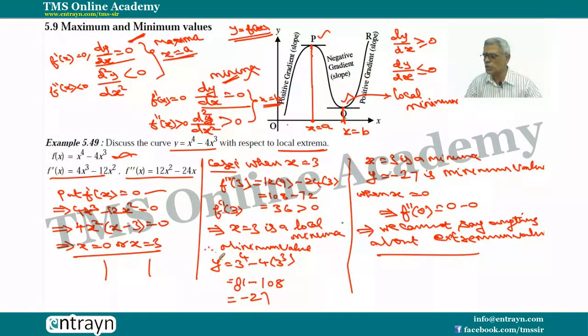Similarly, at x is equal to 0, I put x is equal to 0 in f double dashed of x. On putting x is equal to 0 in f double dashed of x, I get the value equal to 0. So d square y by dx square is 0 means it is neither negative nor positive. Therefore, we cannot say anything about extreme values, or we cannot say anything about the local maxima or local minima. Clear, my dear students?